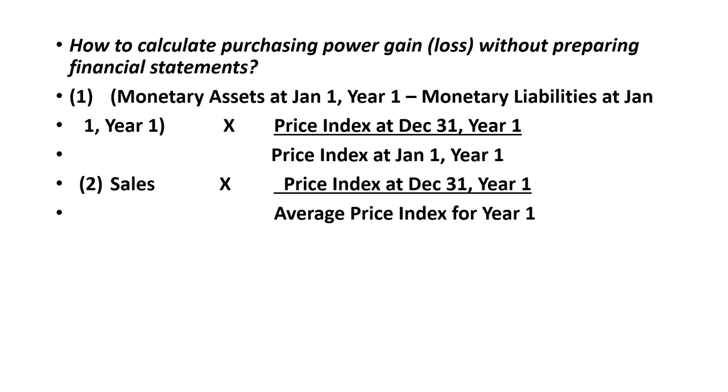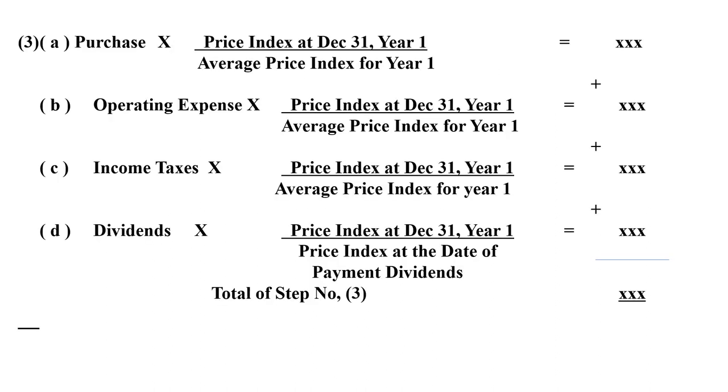How do we calculate purchasing power gain or loss without preparing a financial statement? Step one: monetary assets at January 1st year 1 minus monetary liabilities at January 1st year 1, times the current price index at December 31 year 1, the current rate, over the price index at January 1st year 1, the historical rate. Step two: sales times the price index at December 31 year 1, the current rate, over the average price index for year 1, the historical price index.